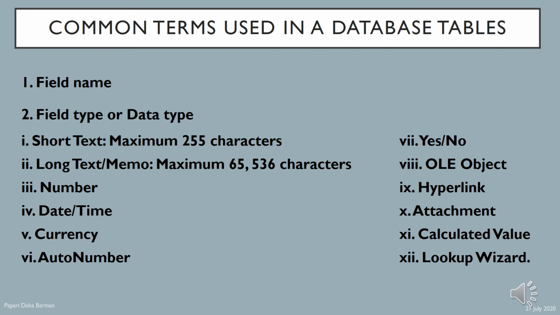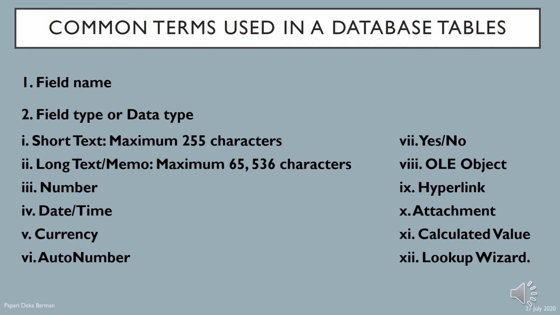Number 6, auto number. It is a unique sequential number assigned by Microsoft Access, which is incremented by 1 whenever a new record is added to a table. The value of the auto number field cannot be changed, and it can store a maximum of 4 byte values. So 1 byte has 8 bits, so in 4 bytes you have 4 into 8, 32 bits value.